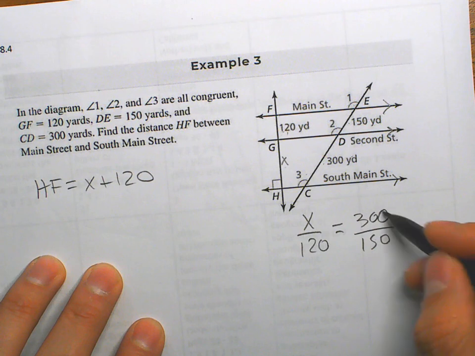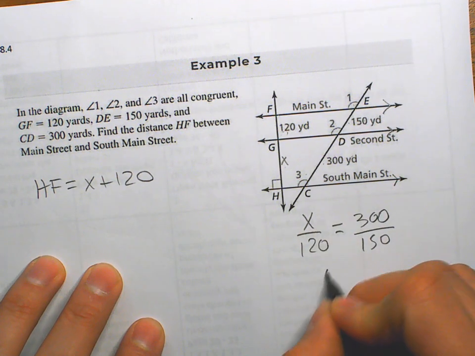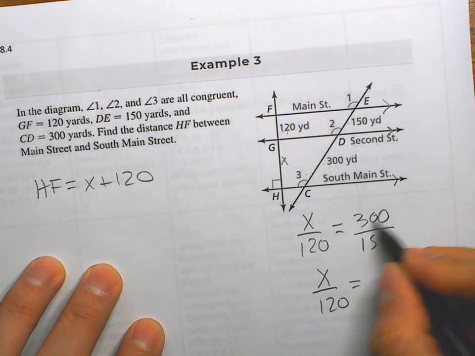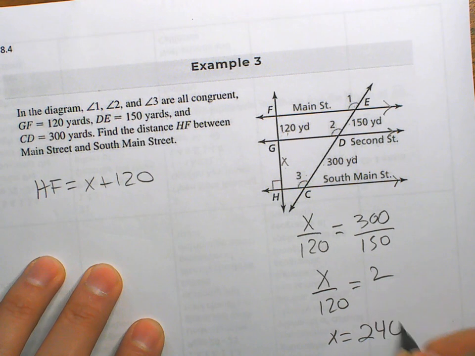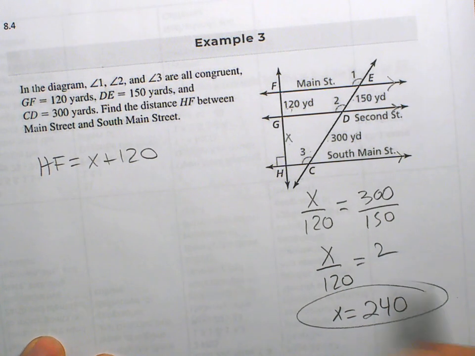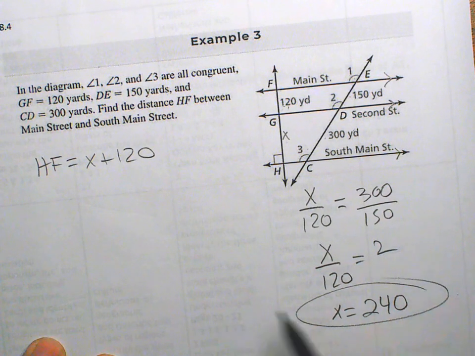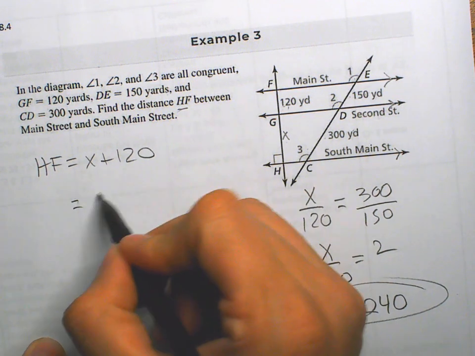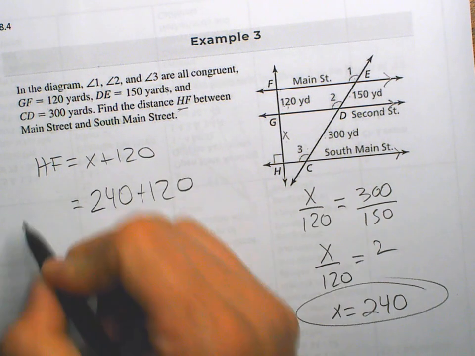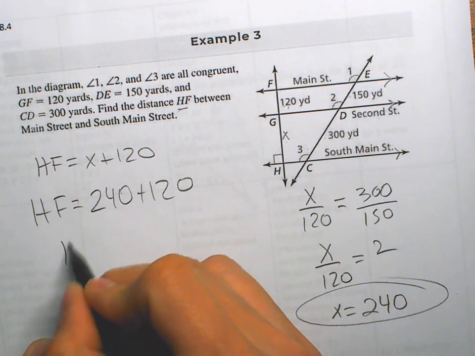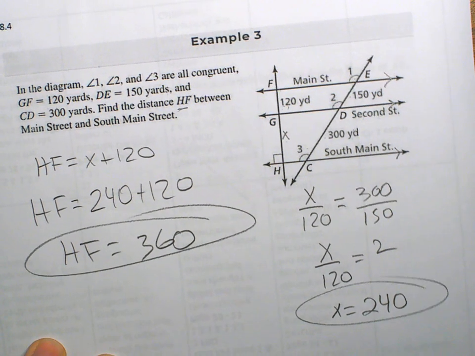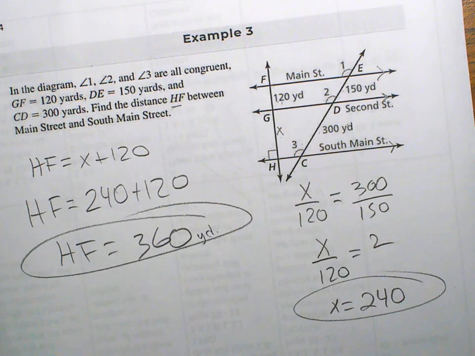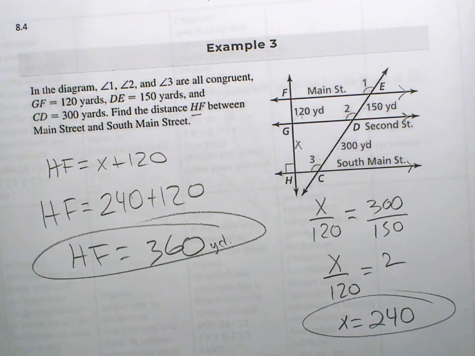Now, kind of interesting that this reduces to give you 2. So x over 120 equals 300 divided by 150. That's just 2. Cross multiply and you're going to get 240. So x equals 240, but ladies and gentlemen, that is not the answer because we're looking for HF. So we need to substitute: 240 plus 120, and HF is going to be 360 yards. And that is example number 3.